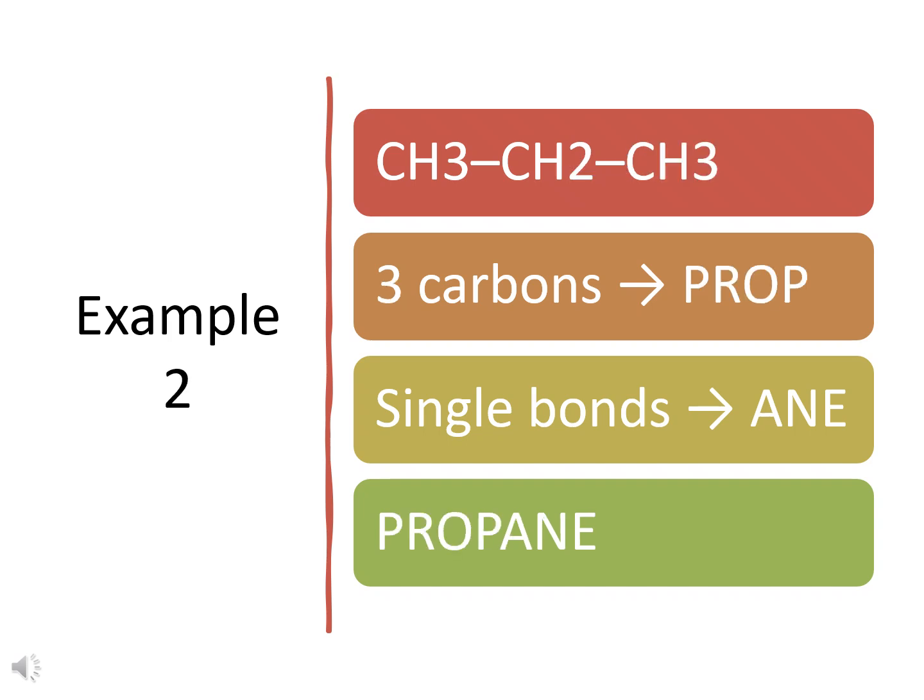Same idea for the second one. 3 carbons gives us prop. Single bonds mean "an". Propane. Now we're following the exact same process. It continues. You have to understand that a single bond means "an", and understand the prop and all this stuff.